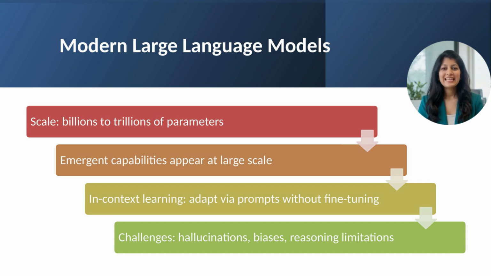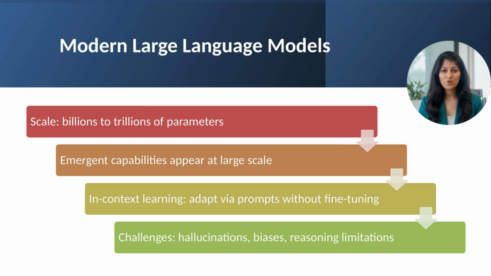In-context learning is a key capability. Provide examples or instructions in the prompt, and the model adapts its behavior without updating weights. Translate English to French. Sea otter equals loutre de mer, peppermint equals menthe poivrée, plush giraffe equals... The model learns the pattern from examples and continues correctly. This makes LLMs incredibly flexible.